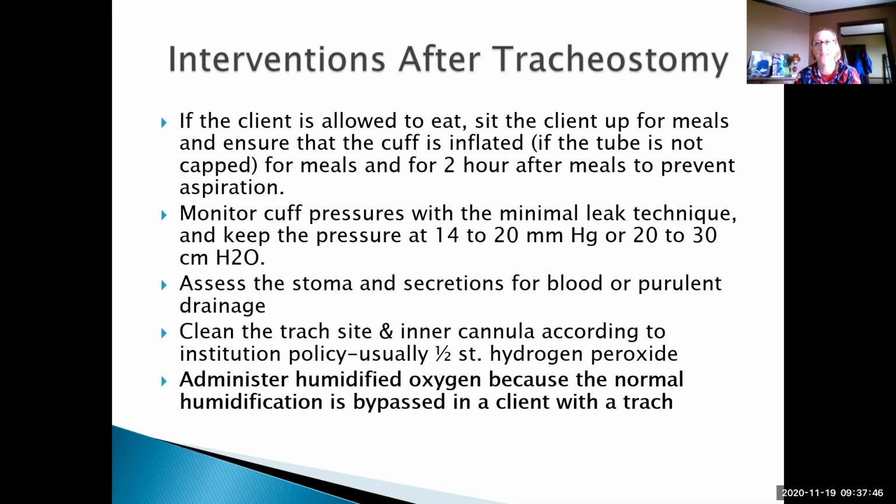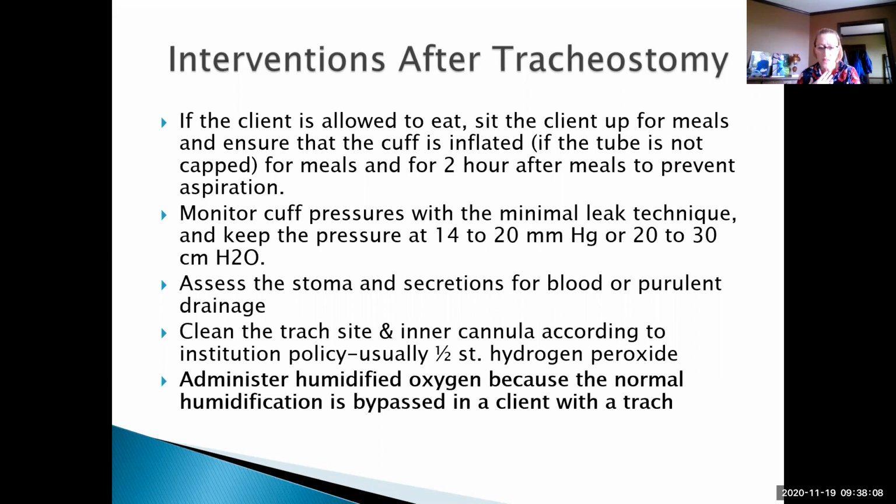But, well, I shouldn't say that. There are some of the chronic vent patients, they can eat, but in your typical setting, most patients are not going to be eating still. And they could have, so that says if the tube is not capped. So the trachs can have those Passy-Muir valves that allow them to speak.